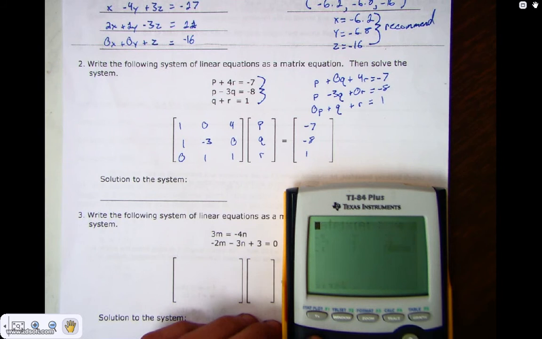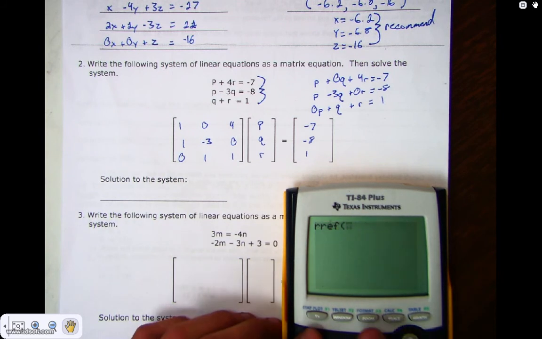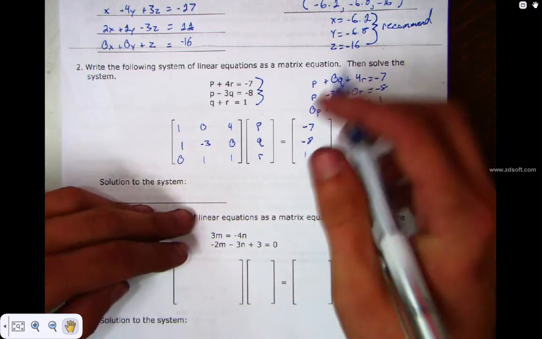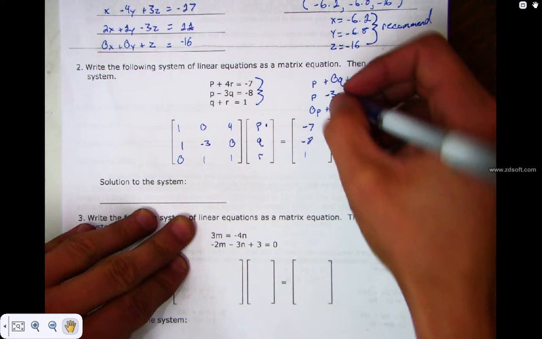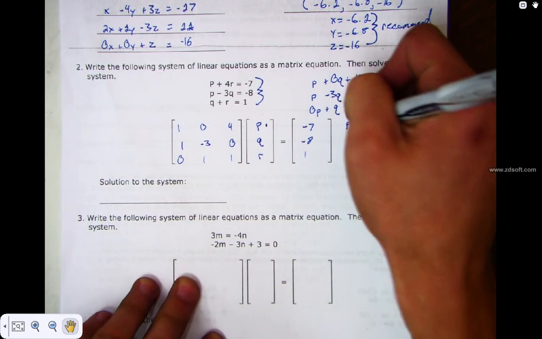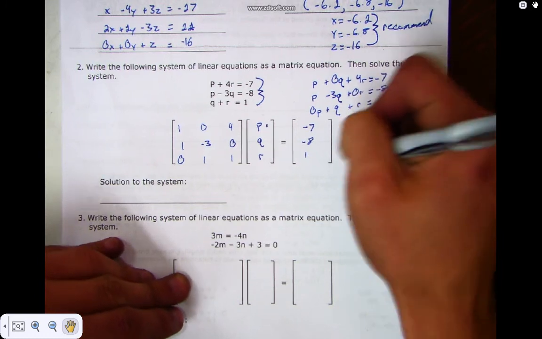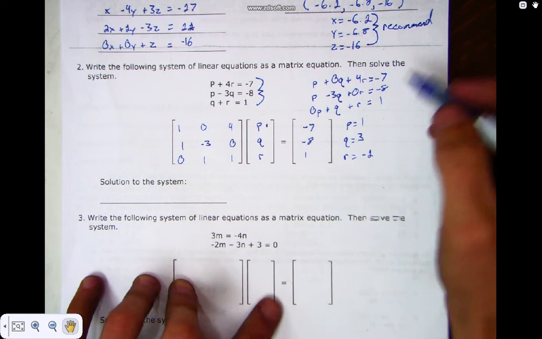Second quit, second matrix, math, row reduced echelon form, second matrix, there we go. So we should have 1, 3, negative 2. So that corresponds to the order right here. 1 was on top, 3, negative 2. So P equals 1, Q equals 3, R equals negative 2. Just like that. And that will be our answer.